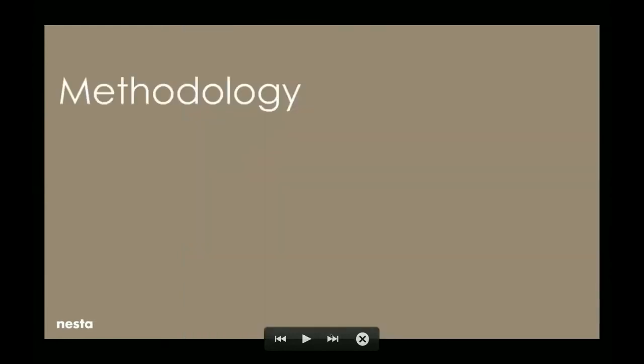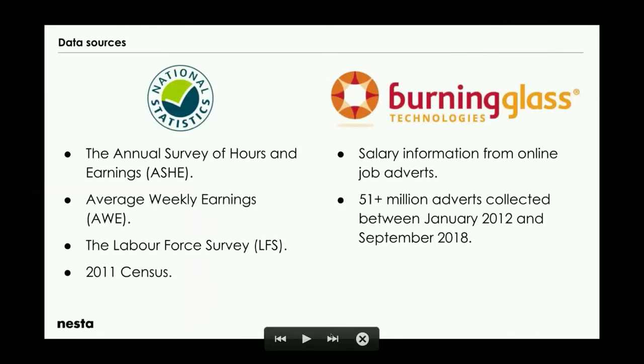To do this, we looked at multiple data sets. So in terms of official statistics, we analyzed information on earnings coming from multiple sources, like the Annual Survey of Hours and Earnings, Average Weekly Earnings, and the Labour Force Survey. We used the first one to compare between two data sources, and the latter two were used when we moved on to forecasting.